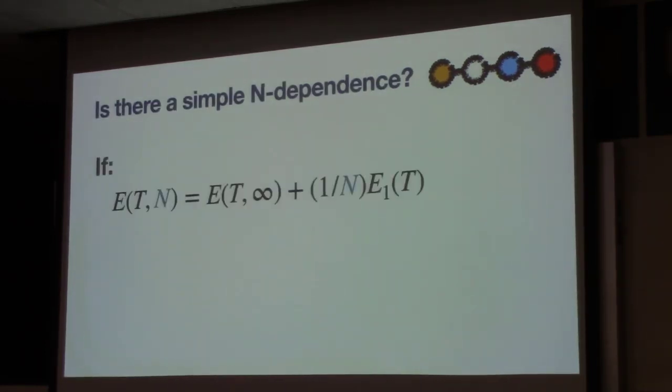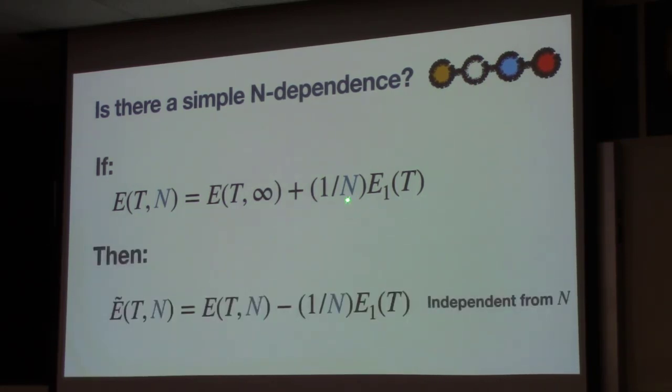So we propose the following. If the energy as a function of temperature and n is given by an expression where the first term only depends on temperature, and then the second term, the n dependence is captured by this simple functional form, then the following should hold. If we subtract this term from the left-hand side, we have this function that we call E tilde. This quantity should be independent of n, because then we should just recover this term over here.